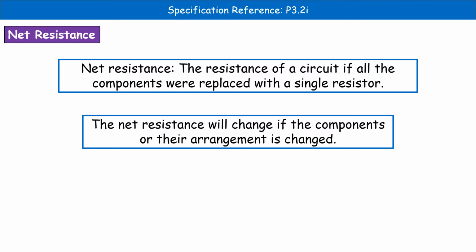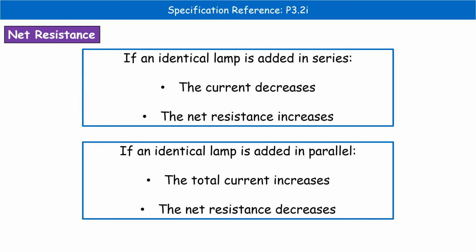When we refer to the net resistance, what we're actually saying is this is the resistance of a circuit if we took all of the components out and replaced them with just a single resistor whose resistance was the same as all of them added together. Now, hopefully we understand the fact that our net resistance would change if we change the components or we change their arrangement, because obviously resistance does depend on what components are present and also how they're arranged within a circuit itself.